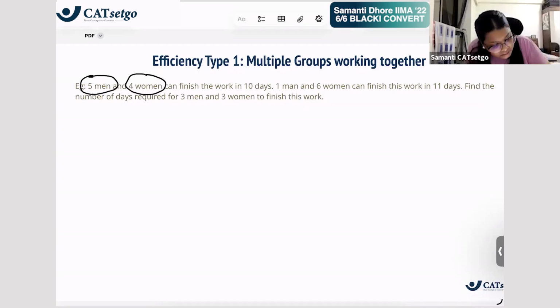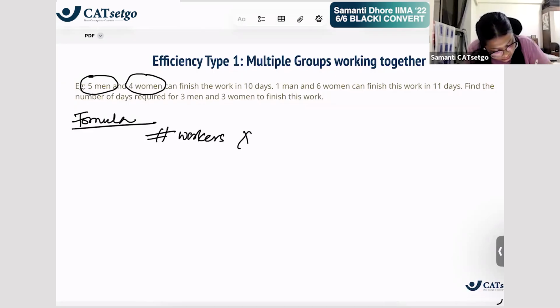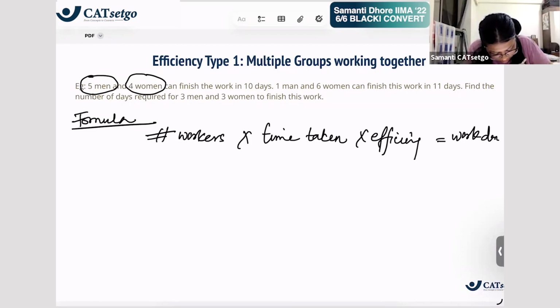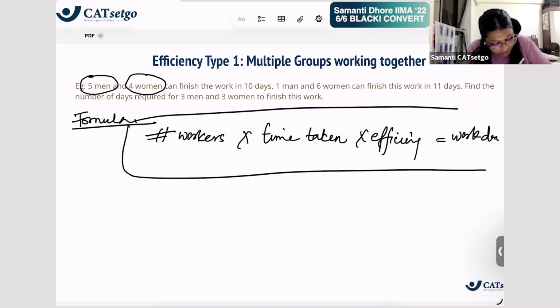So the formula here becomes number of workers into time taken into their efficiency is equal to 1. Earlier भी ऐसा ही दिखने वाला फॉर्मूला था, बस into efficiency नहीं था. क्यों? क्योंकि उस समय पे only one type of group was working. Let's say only men were working. So we assume that, because efficiency is a relative term.